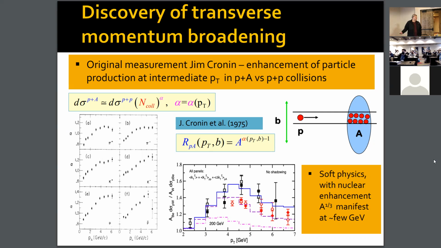We, of course, now have much larger energies at the Relativistic Heavy Ion Collider and even larger at the Large Hadron Collider.